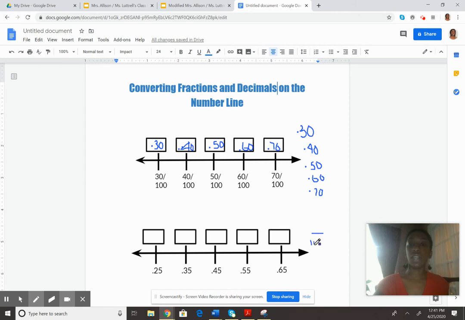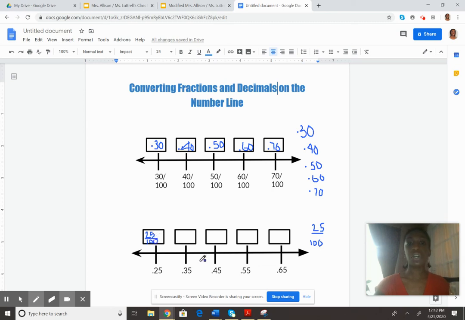So I'll put 100. And then what is my number? My number is 25. So my fraction would be 25 over 100. Okay? So I would write that in here, 25 over 100. Okay?